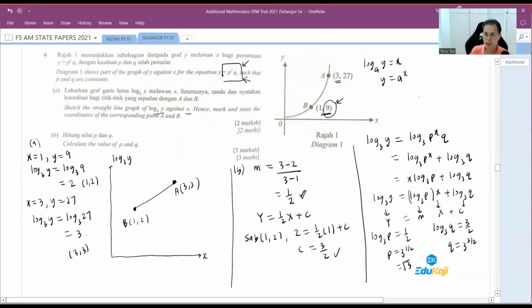I'm using this here. Now 3 power 3/2, right? You can actually change it to 3 power 1 plus half, which is 3 power 1 and 3 power half. 3 power half is just square root of 3, right? So we can leave our answer as 3√3. Now, it's okay to leave it as 3 power 3/2. Yeah, so both are still fine. Okay, so there you go. Your p is √3. Your q is 3√3.